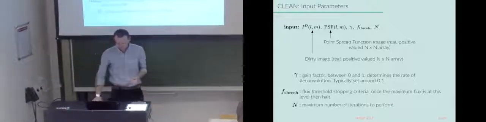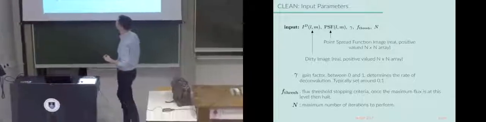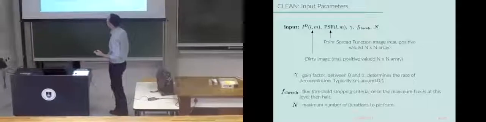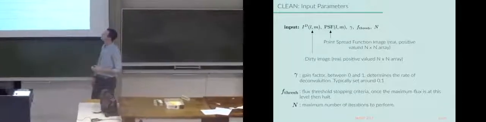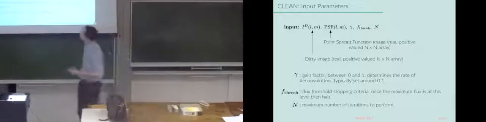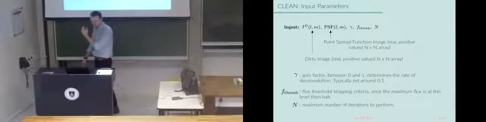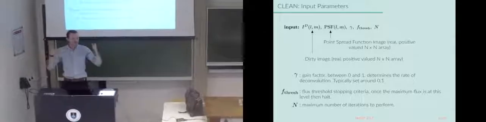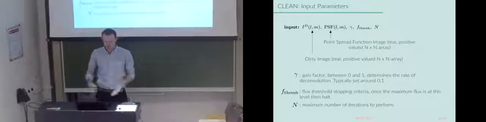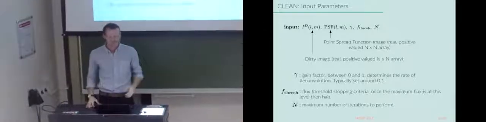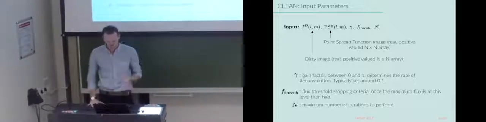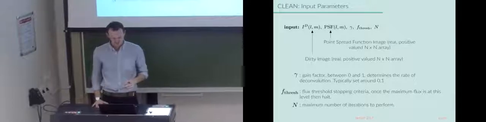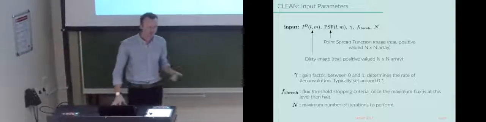So yeah, I'm going to walk through this once more because it's useful to really sit on the simple clean for a bit. So we have our dirty image. Dirty image is usually some number of pixels, usually square. It's almost always square. It would be weird to make a non-square image in radio interferometry. We have some PSF, which is also typically square.